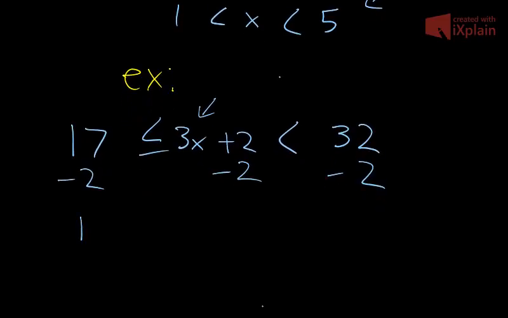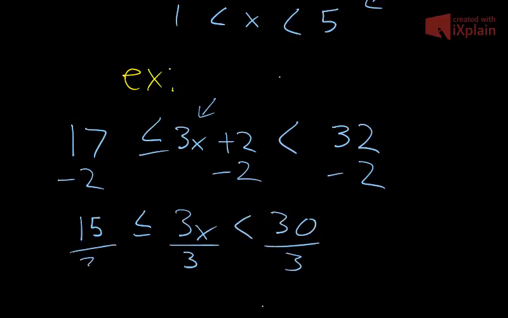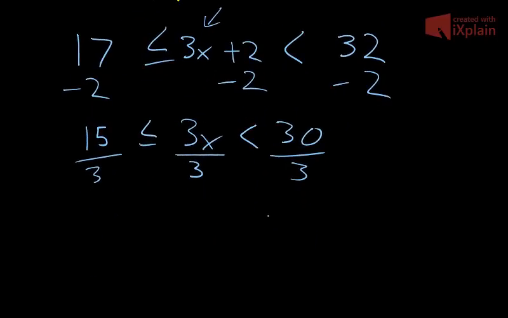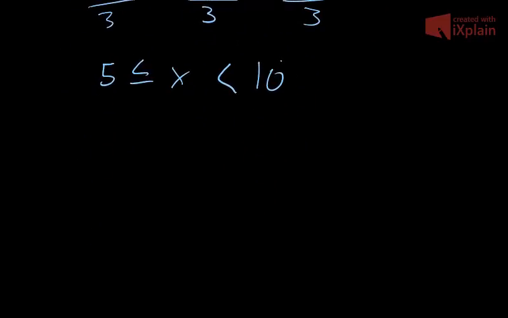And then I'll end up seeing that 15 is less than or equal to 3x is less than 30. Divide by 3 to get x alone. Have to do it to all 3 sides. And I end up with 5 is less than or equal to x is less than 10. And that's pretty much what today is: looking at these compound inequalities that maybe have multiple steps and being able to solve them. So let's look at one more, and then we'll go from there.